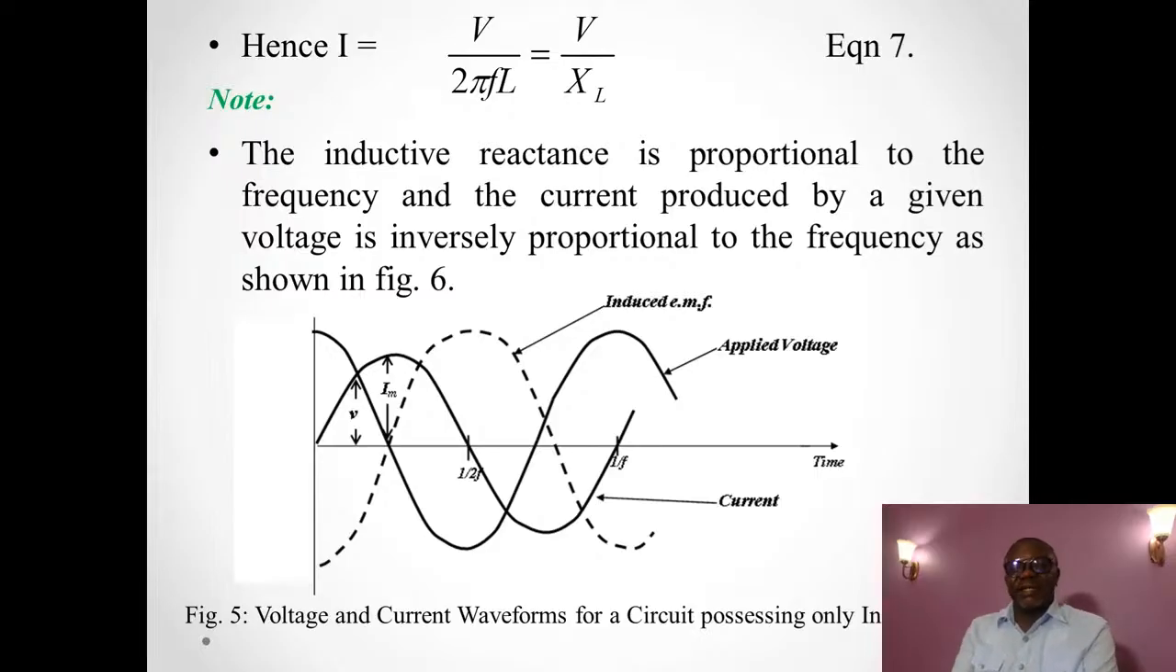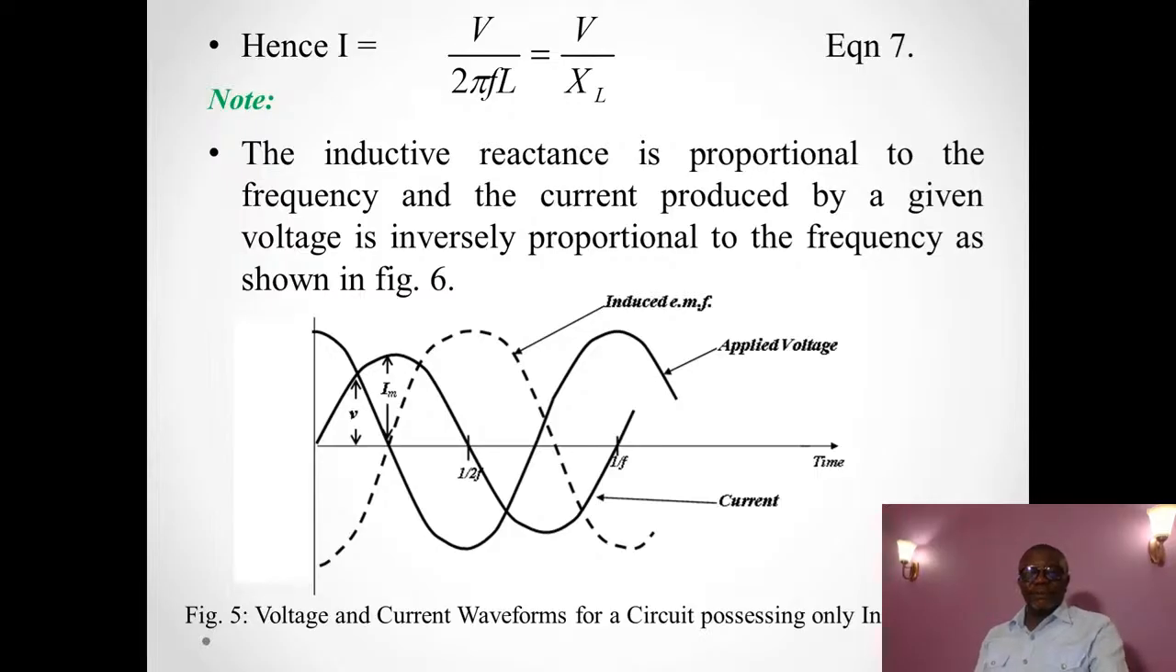because we have said that the inductive reactance is represented by XL. We call that equation 7. And we note at this point that the inductive reactance is proportional to the frequency, and the current produced by a given voltage is inversely proportional to the frequency, which we have seen in Fig 6.